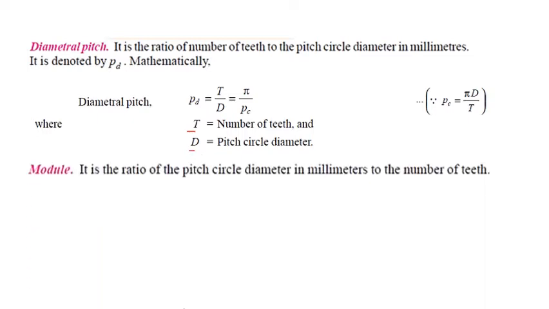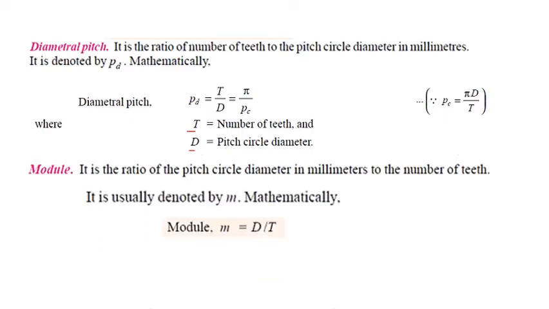Next, module. So what do you mean by module? It is the length of the pitch circle diameter per tooth, or the ratio of pitch circle diameter to the number of teeth. Mathematically it can be written as M equals D by T, which represents the module.